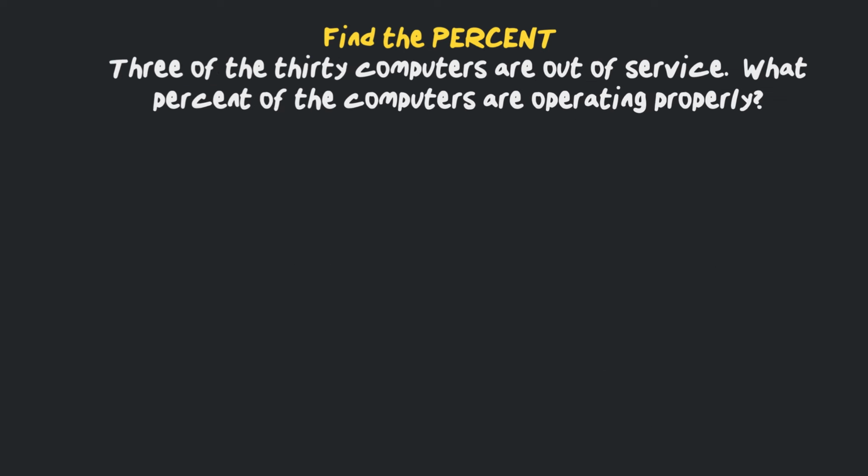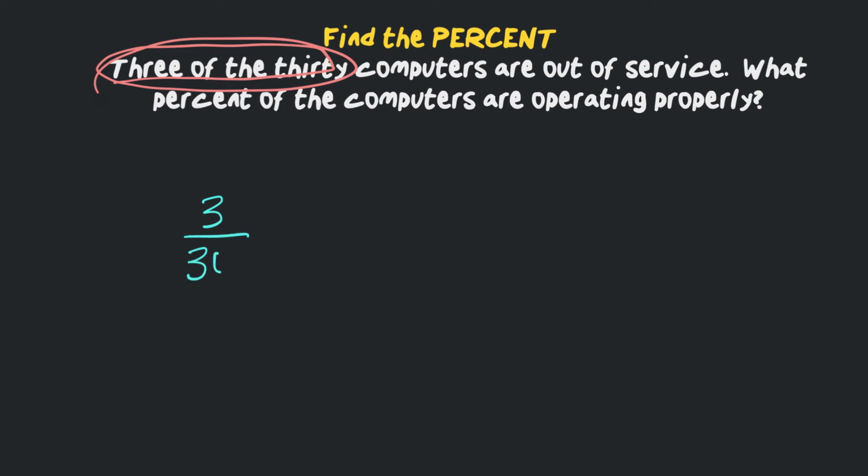All right, try this one on your own real quick, and then I'll show you how to do it. Let's see how you do. All right, 3 of the 30 computers are out of service. What percent of the computers are operating properly? All right, so we have 3 of the 30. And then we're looking for percent.